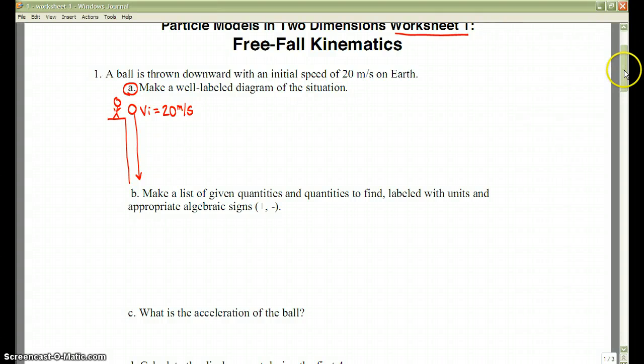Part B is asking us to write down the quantities that we want to find and the quantities that we actually have. First thing we know is that our initial velocity is 20 meters per second. That was given in the problem. The second thing we know is our acceleration, because anytime a ball is traveling down to the ground, it's being pulled down by gravity. In this case, our gravity is 9.8 meters per second squared.